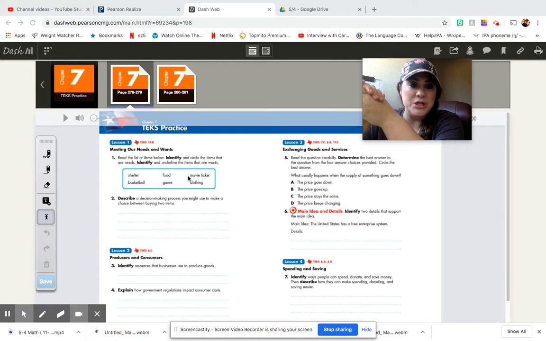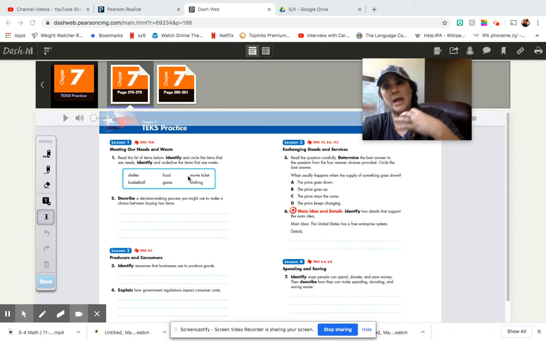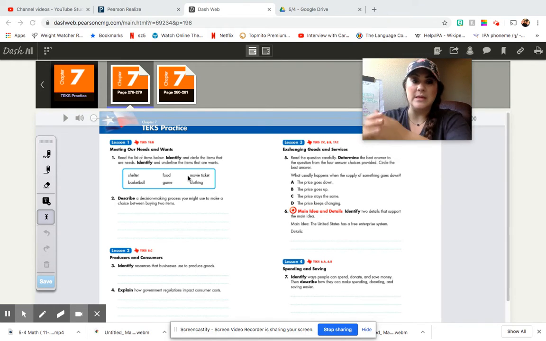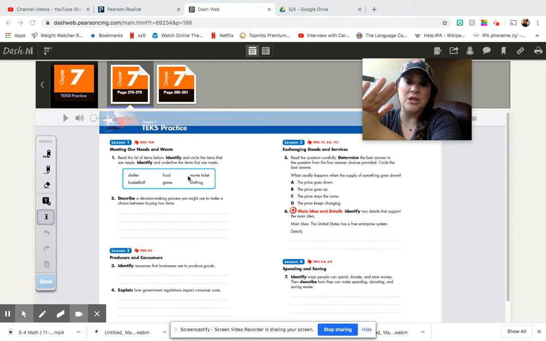Let's look at lesson 2, producers and consumers. Remember, producers are the people or the things that give us something, and consumers are the ones that buy it or eat it. They consume it. So identify resources that businesses use to produce goods. So you can think of farmers, factory workers. Think of different things that make items that you would want to buy.